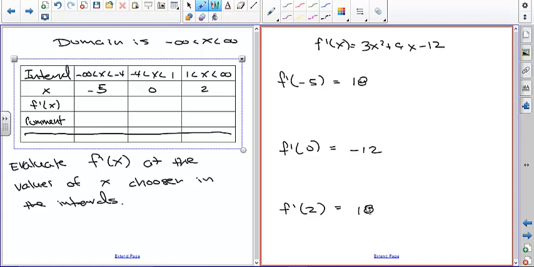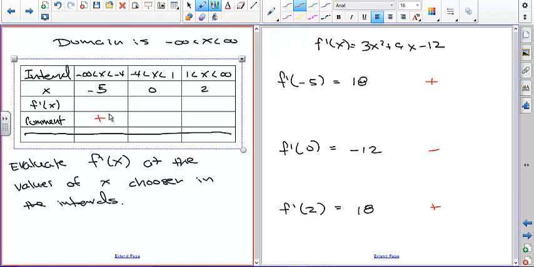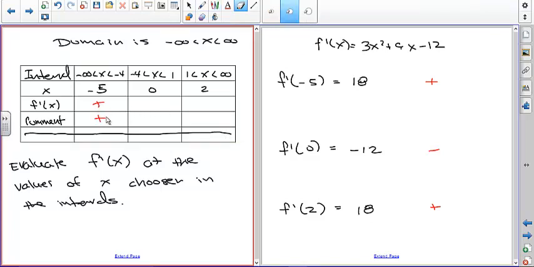But so what we do is we take the result of those calculations, and all we have to worry about is the sign. So the result of that is positive. It's a positive number. This is a negative number. This is a positive number. So we put a positive here. We don't put the number. We just put a sign. And we put a negative here, and we put a positive there. So from these signs, we can say whether the function is increasing or decreasing. So this is increasing because it's positive. This is decreasing. And this one is increasing.